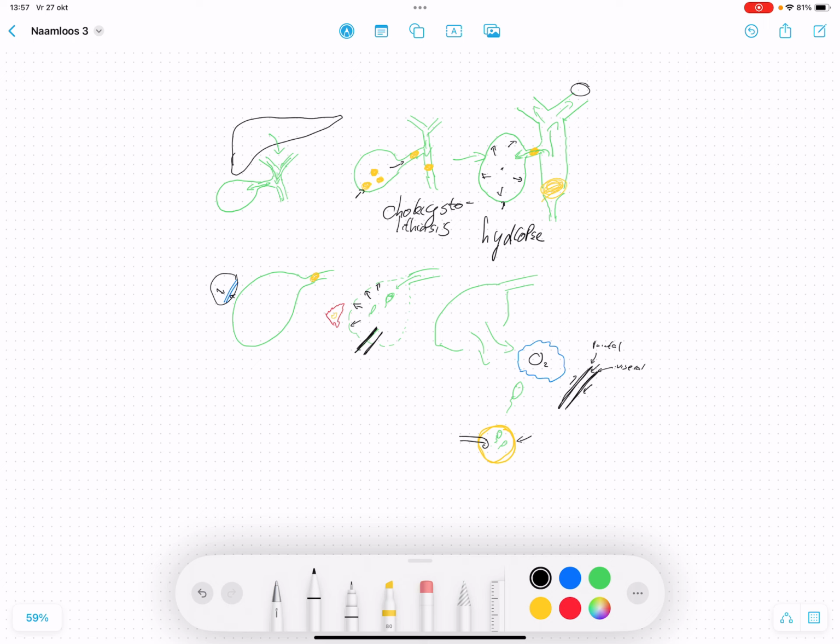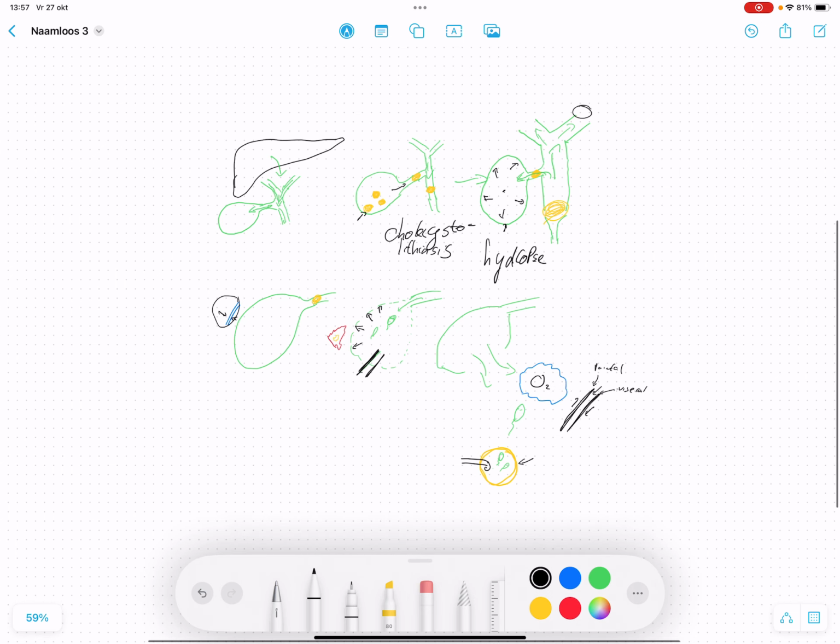spread of pus into the peritoneal compartment, a peritonitis, maybe abscesses, and the target of treatment of a cholecystitis is to prevent this from happening, which in most cases requires a cholecystectomy and antibiotics. And if a cholecystectomy is not possible, a cholecystostomy may be performed, where percutaneous drainage of the gallbladder is achieved.